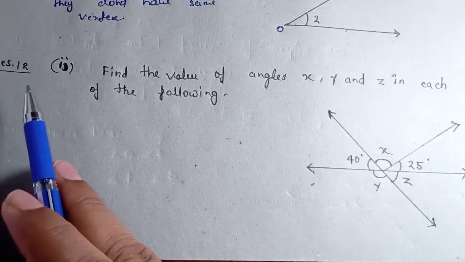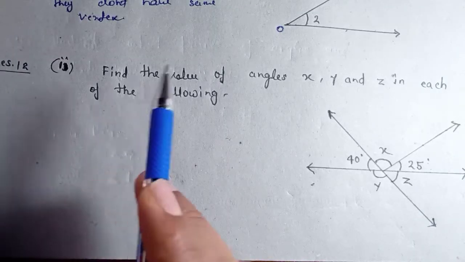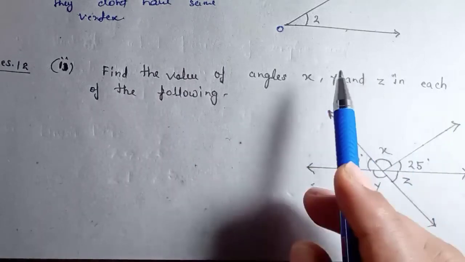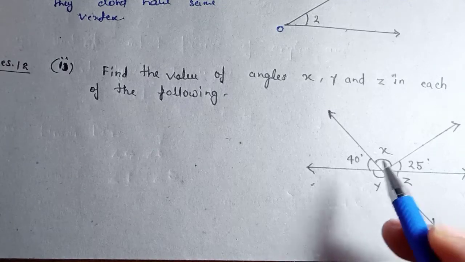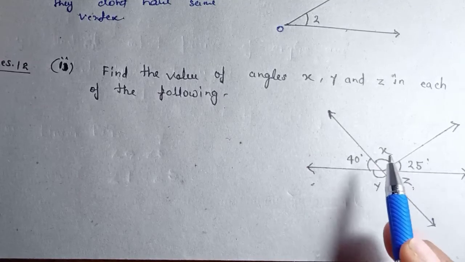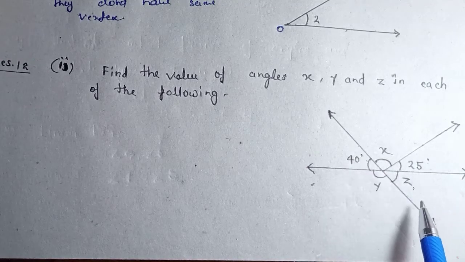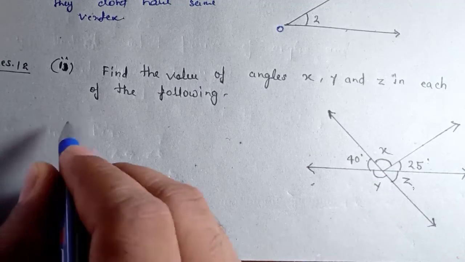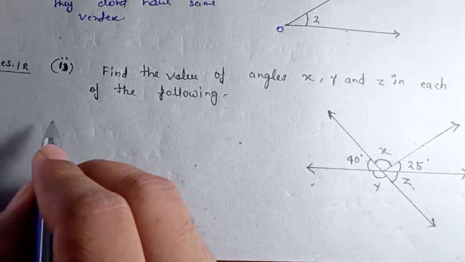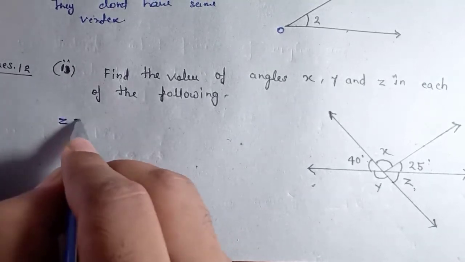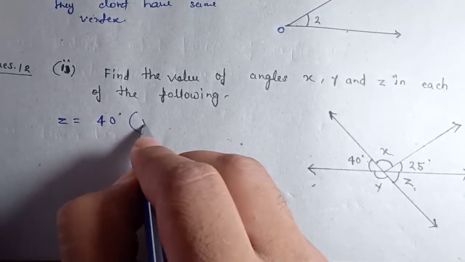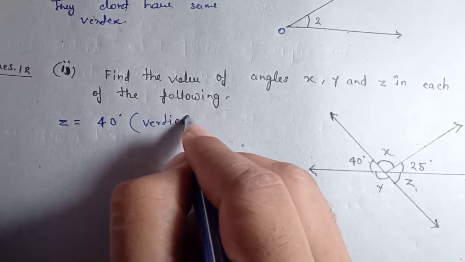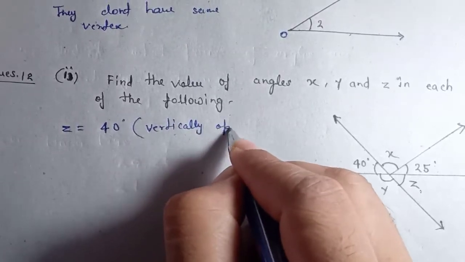Now we will discuss question number 12 and second part of the question. Find the value of angles x, y, z in each of the following. Now you can see here z is the vertically opposite angle for 40. So value of z is also 40. So you can say z is equal to 40 degree. Why? You have to write the reason here. Vertically opposite angle.